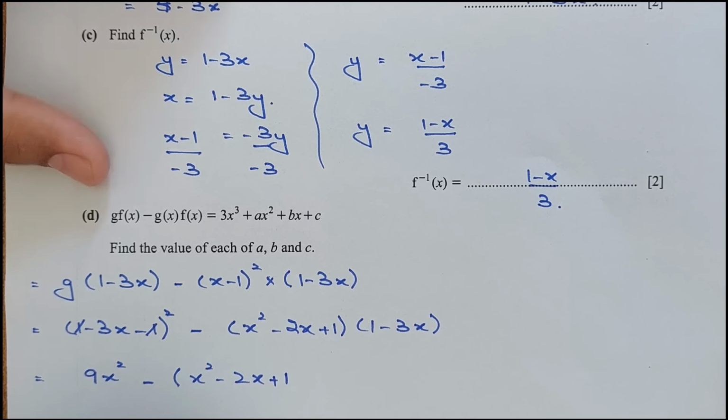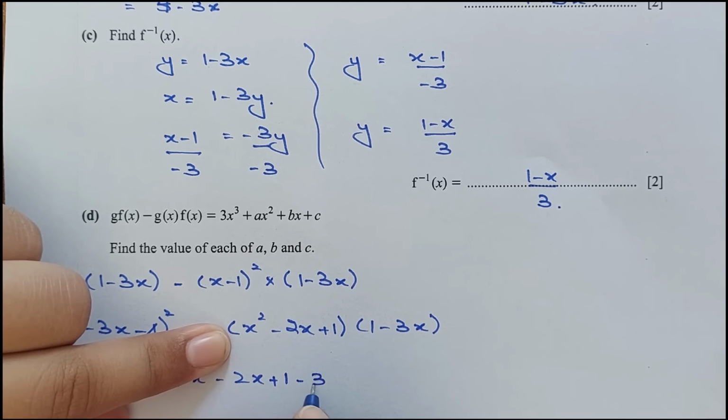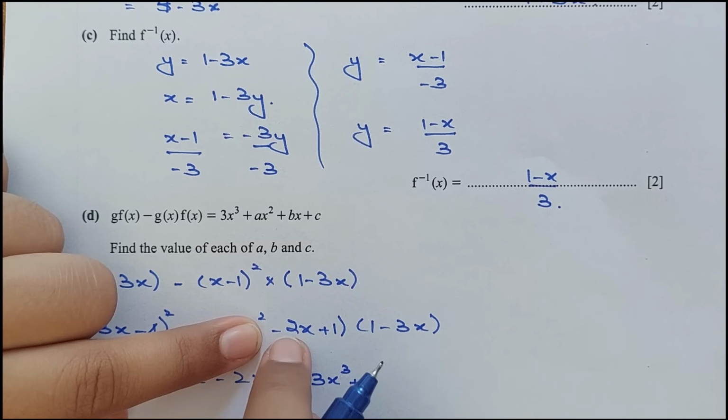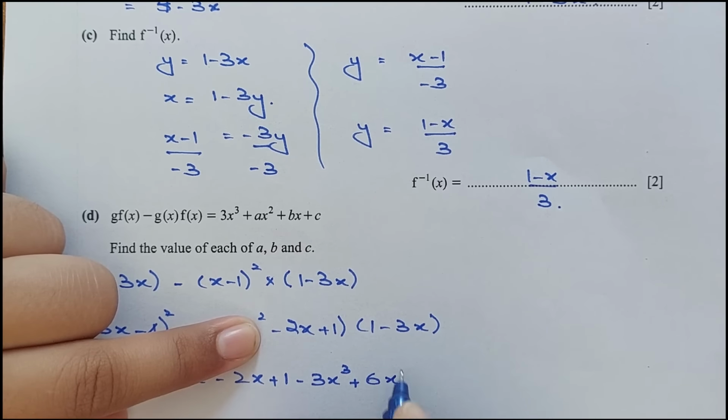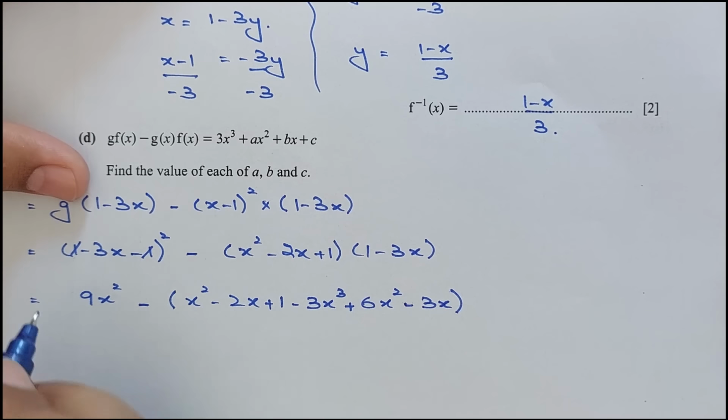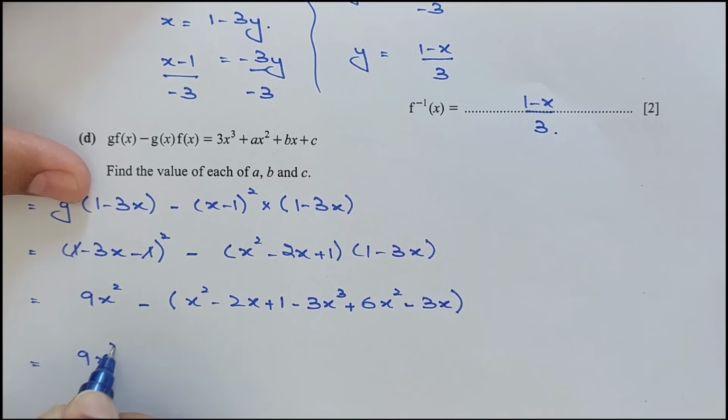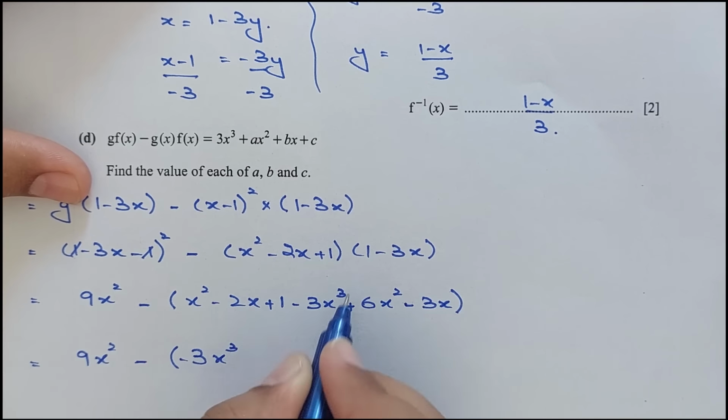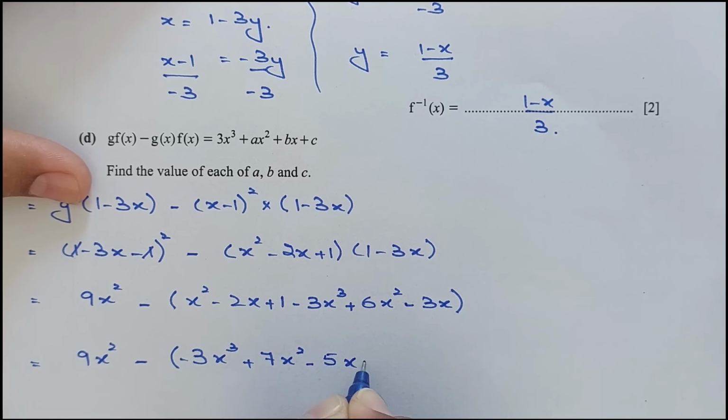And multiplying with negative 3x. So minus 3x cubed. And minus times minus, this should be plus. 2 times 3 is 6. x times x is x squared. And with minus 3x. Let me simplify and open the bracket. So 9x squared, we have minus sign. We have minus 3x cubed. Write down the x cubed term. 6x squared and x squared, that would be 7x squared. And x terms are minus 2 and minus 3. So minus 5x and plus 1.